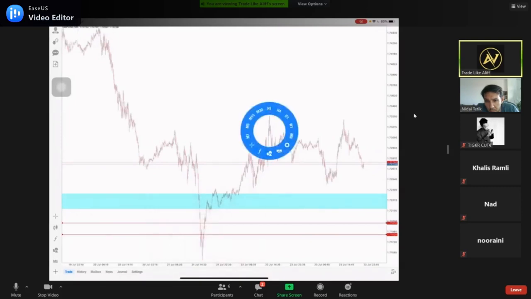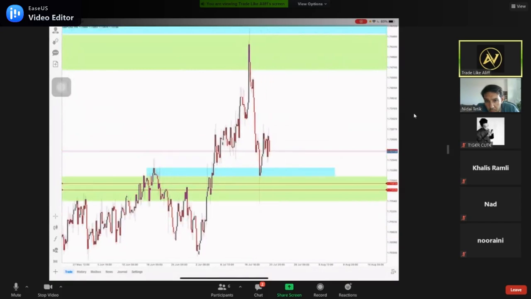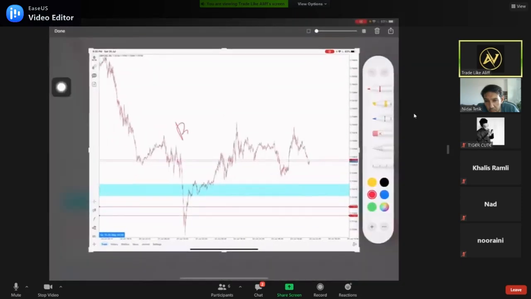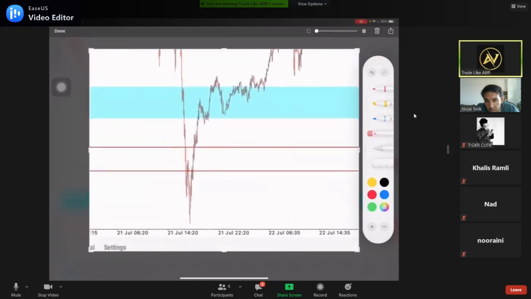Why? This one was affected by the news spike. These things happen in Forex. But for me, when you trust your system, this is a breakout setup. You have to trust this zone. Just trust it with all your heart. And this is a daily breakout.